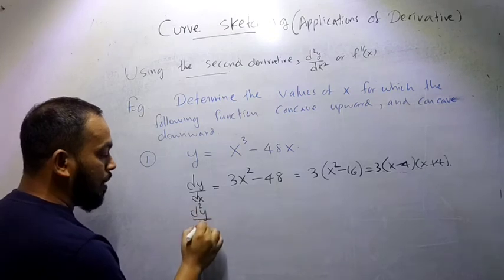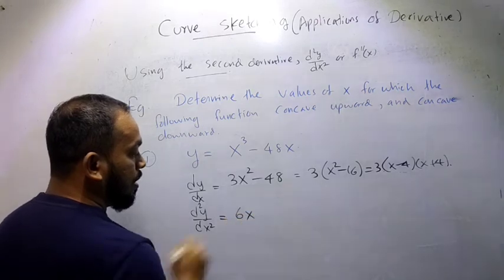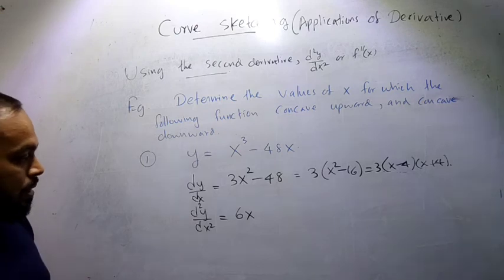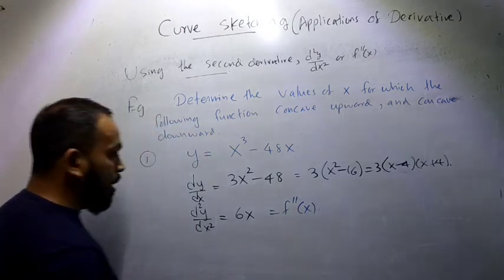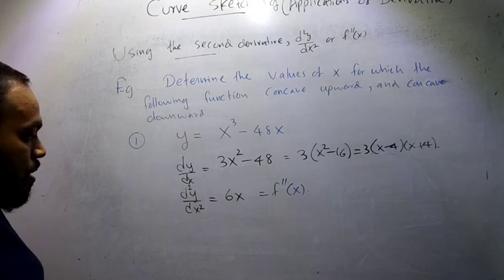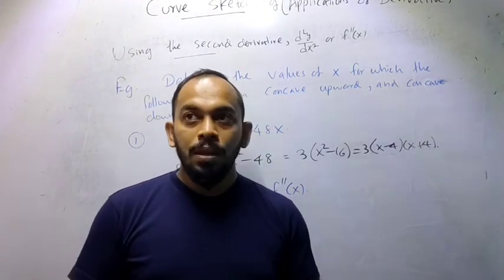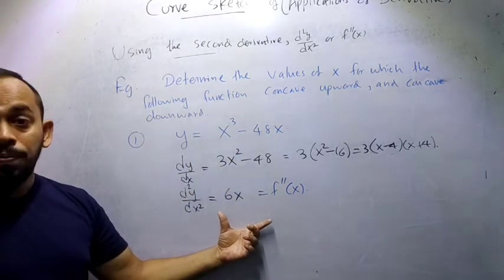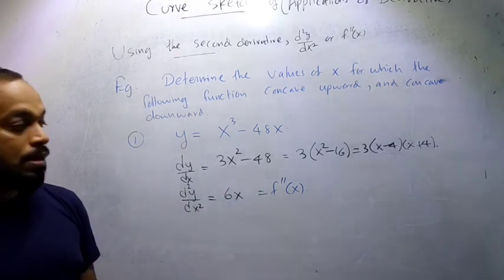d squared y over dx squared gives us 6x, right? Only 6x. So this is our second derivative, f double prime. Now we can check the sign of the function at different regions. Now the sign changes beside 0. Okay, 0 is in the middle. On the right hand side you have positive, on the left hand side you have negative.